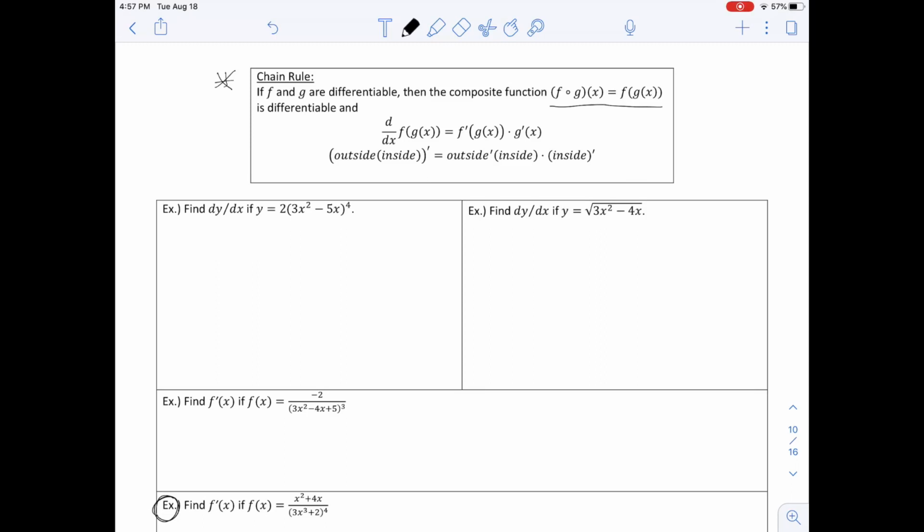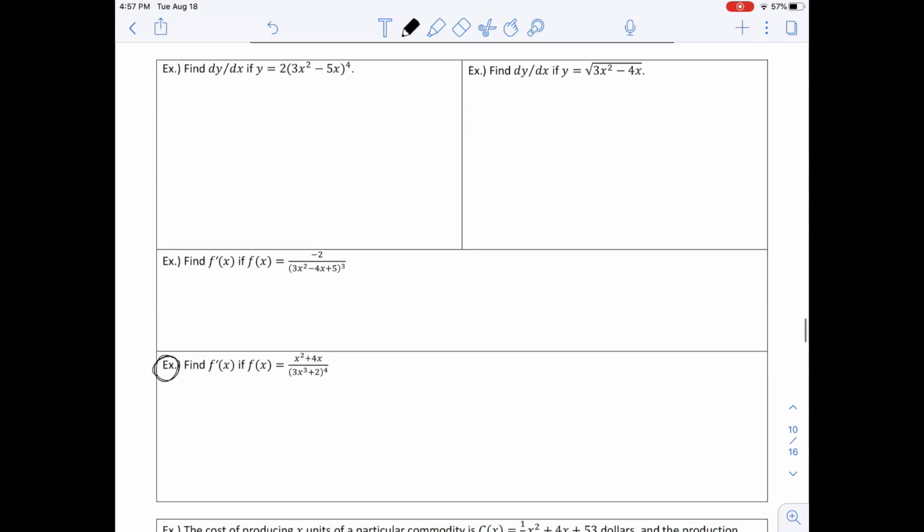So the next example that we have says to find the derivative dy/dx if y is equal to 2 times (3x squared minus 5x) all raised to the fourth power. So what we saw before was where we would actually multiply this out. It's a little bit more difficult now to do, especially if the outside exponent wasn't just a 4, but maybe like a 20. So we have our inside function. If you recognize that, that's going to be 3x squared minus 5x.